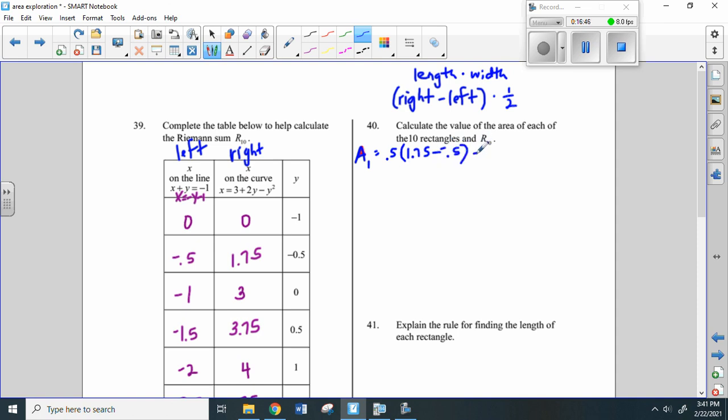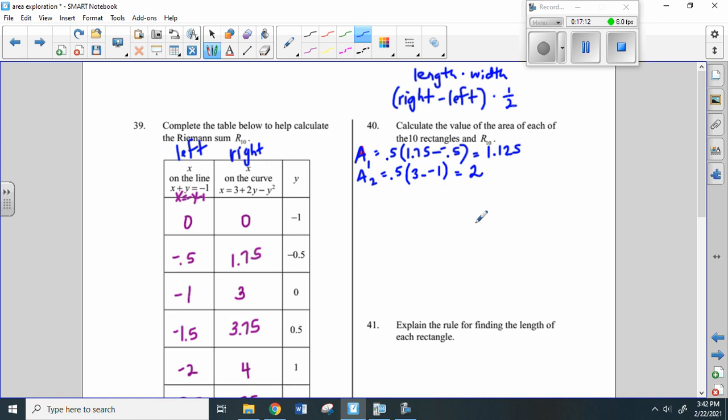And you can do the work for that on your own. You get 1.125. And then when I do the second one, my width is still 1/2, but now my length is 3 minus -1, which ends up being 4, and 1/2 of 4 is 2. All right, so hopefully you get the idea. I'm literally just subtracting these two values and multiplying them by 1/2 to get my individual areas.